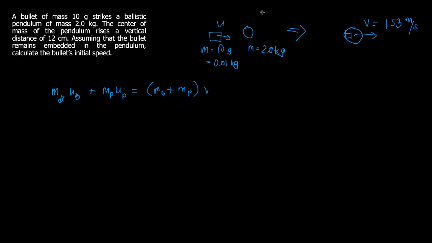So initially, this is the initial condition. Ang pendulum mo has a velocity of 0, so cancel na yan. We're finding U sub B. So that's gonna be U sub B equals etong right-hand side equation: M sub B plus M sub P times the velocity divided by M sub B. Remember, dinivide natin para mag-cancel to.